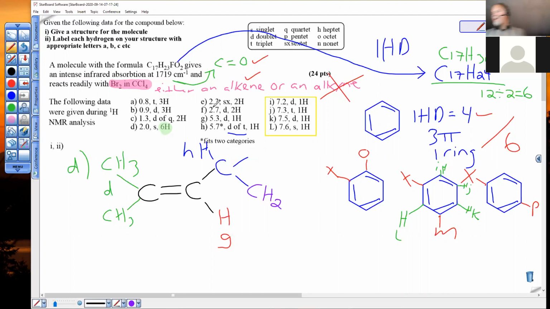So our point count so far is pretty handsome. We have 2, 4, 6, 8 over here, 10, 12, 14 here, 14 out of 24. You've already passed this question and you haven't even come up with the molecule yet.